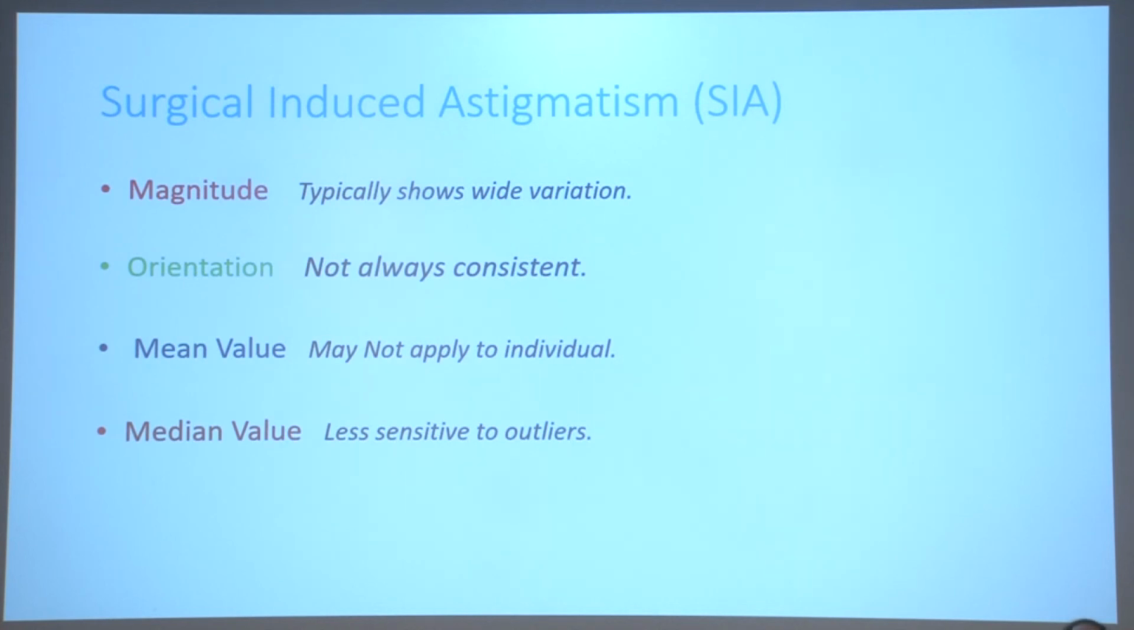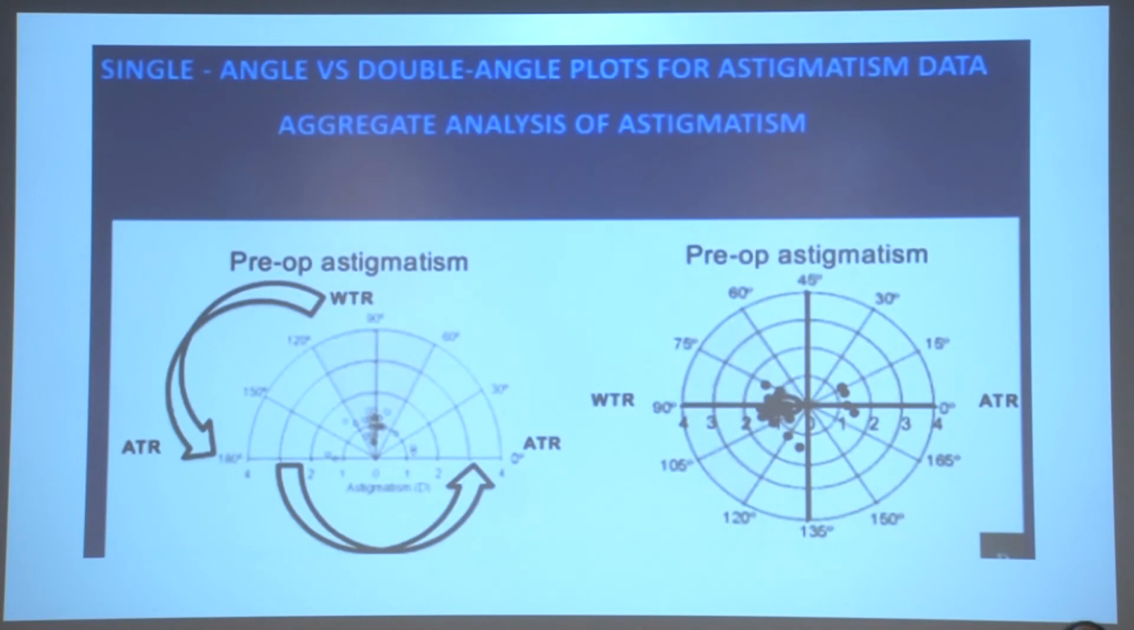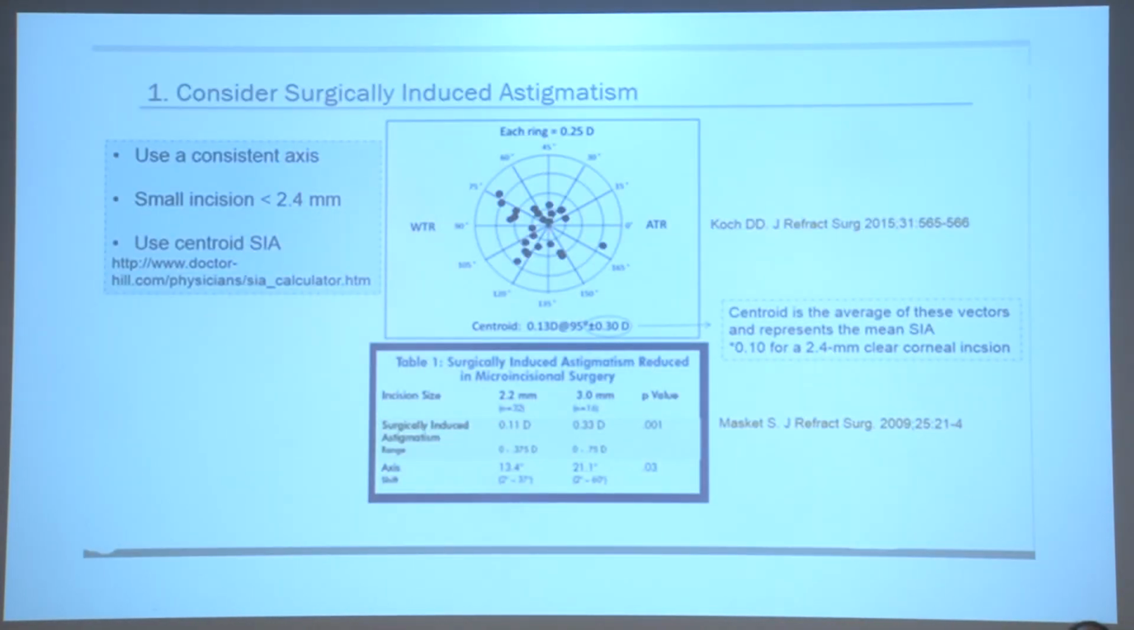So the newer thing which is coming up is the centered value, because of better understanding of the measurements and the theoretical model calculations. Because of more and more advancement in the power vector method calculations by supercomputers, and utilizing different ray tracing analysis of the cornea by optical engineering and bioengineering systems, we came to know that rather than putting this in a single angle plot, you can put it in a double angle plot and use the trigonometry application of the vector analysis. This will give you an average of this vector, represented as a mean SIA value, which is known as the centered value.